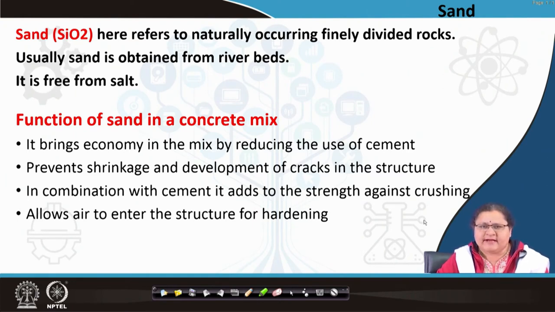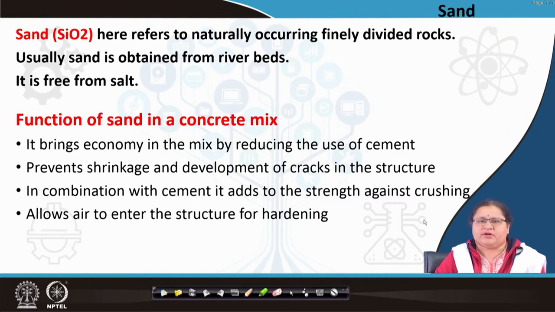So, what does sand actually do in a concrete mix? It brings economy to the mix by reducing the use of cement. We had seen in the previous discussion that if we have a container of coarse aggregate, that is bigger granules, and you put water in it, it will be consumed. But if you have sand and the granules together, the amount of liquid going into it will be lesser. So, obviously, it will bring economy to the entire thing.